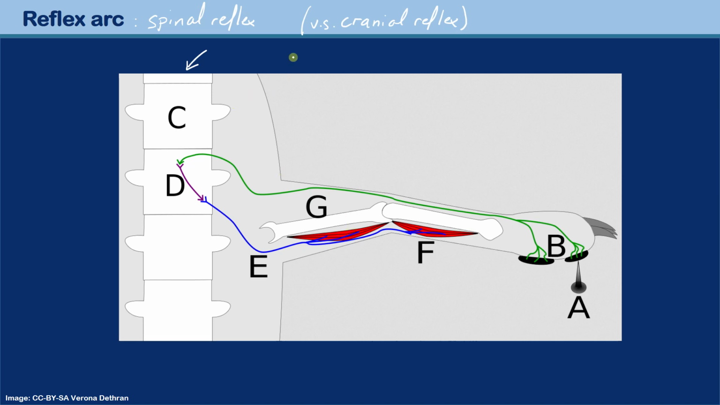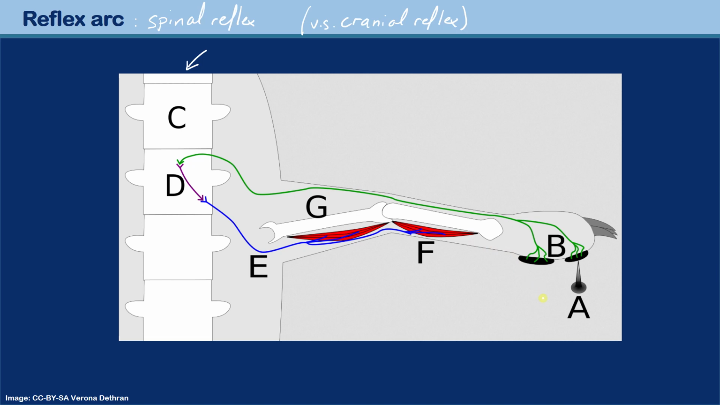Okay, there are two examples. Let me first explain. There are two examples of a reflex arc. One could be the pain withdrawal reflex, and that's the one that I'm showing you over here, or the so-called knee jerk reflex. That's when you hit your knee with a little hammer, you start to kick out. Both of them are spinal reflexes.